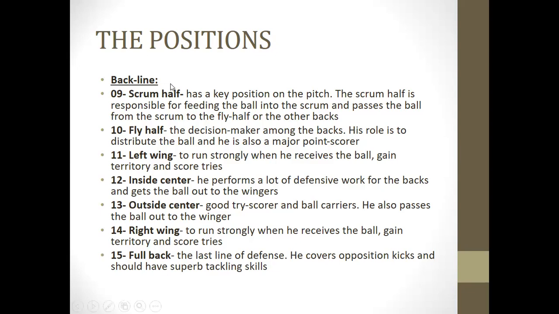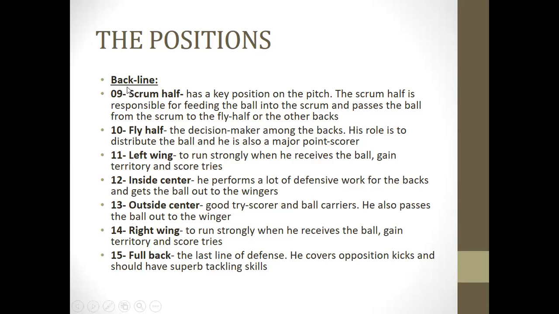The first player in the back line is usually a scrum half, who is most of the time the smallest guy or girl on a rugby field. The scrum half has a key position on the pitch. The scrum half is responsible for feeding the ball into the scrum and passes the ball from the scrum to the fly half or the other backs. When there's a scrum and the ball is fed in, he's the one that rolls the ball into the scrum and then also collects the ball at the back of the scrum to pass it out into the back line.